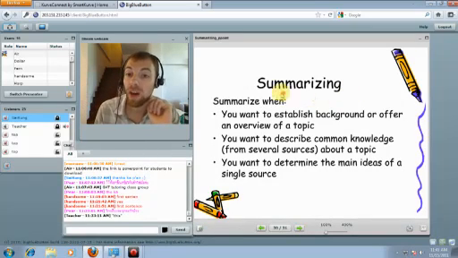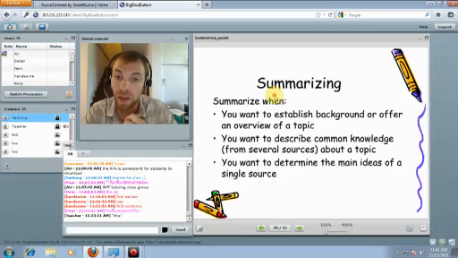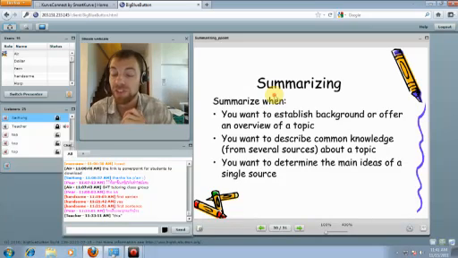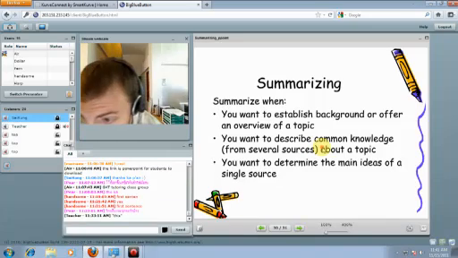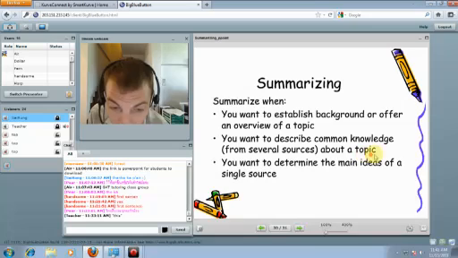And again, summarizing is making things very short and easy to understand, and it's helping you to organize and helping the listener to understand. Very good. Very well. All right, and next, you want to describe common knowledge from several sources about a topic.